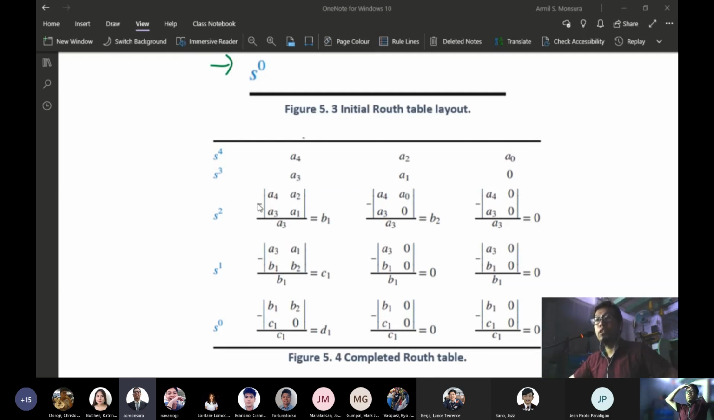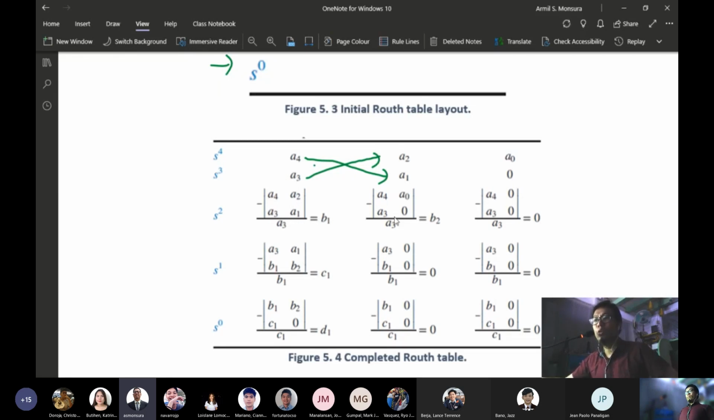So, determinant ito, or negative determinant ito ng A4, A1. Okay. So, ito. Okay. Ito. Tapos ito. Okay. Then, ito, tsaka ito. So, negative determinant siya nun. Okay. Divided by A3. Okay. So, ayan. So, that will be your B1. Okay. So, meron magiging B1 yun.